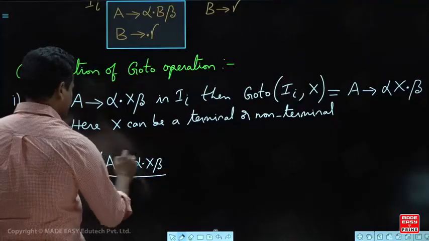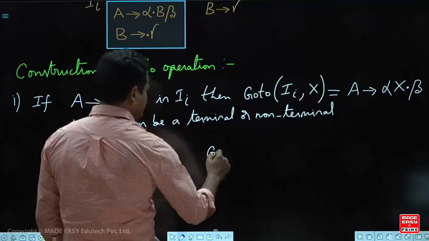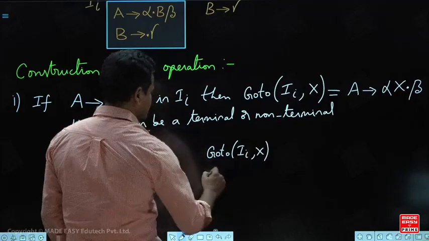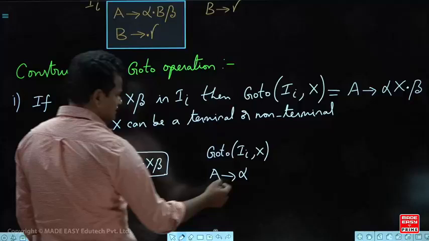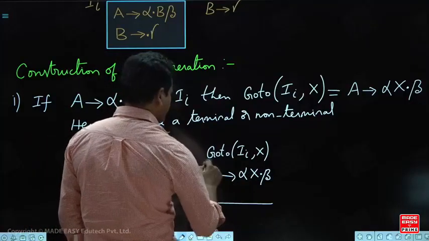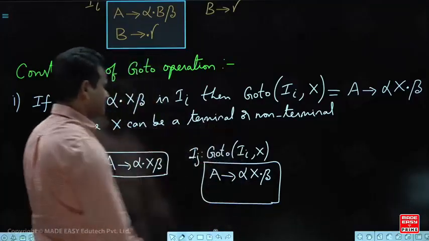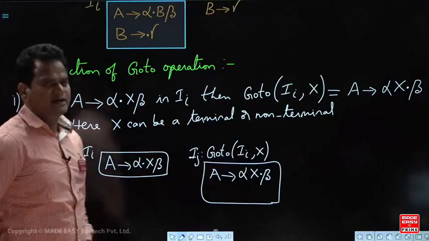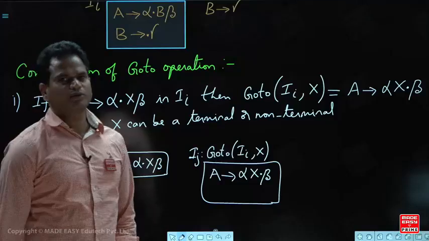This is in I, and suppose then goto of I comma x. So what does it mean? Yx, because the dot is after x, that is the reason I wrote x. Just move the dot one position forward, and this is suppose Iz. So here x can be a terminal or non-terminal. Simply for every shift symbol, whether it is a terminal or non-terminal, we write the goto operation.